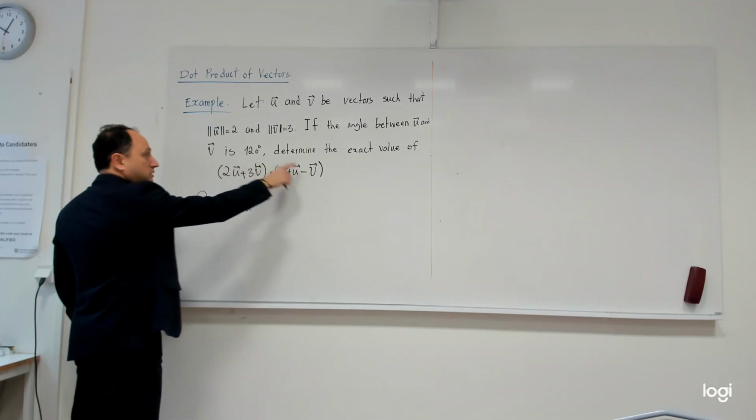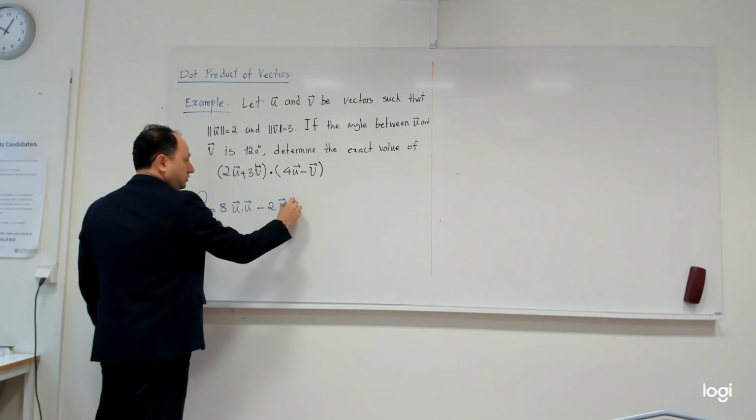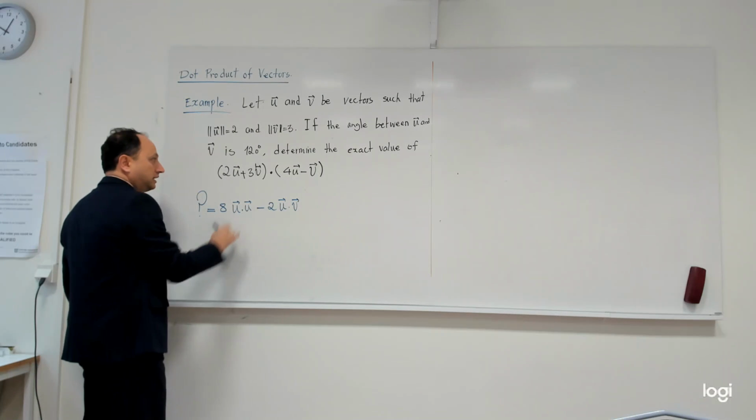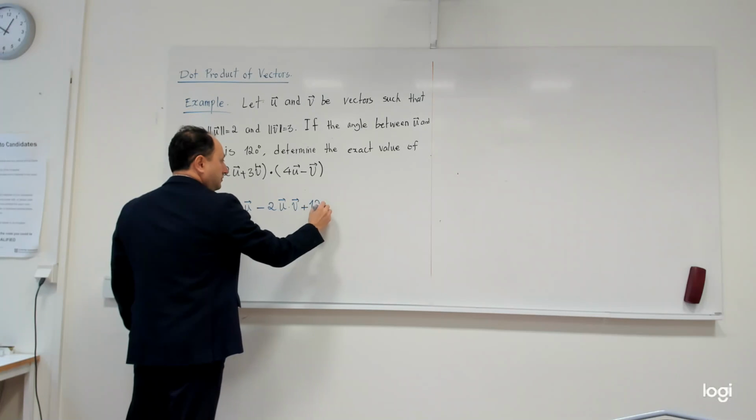And then I multiply this by that, it becomes negative 2 U dot V. I hope that you understand that this is doable. Okay? And then this multiplied by that is 12 V dot U.